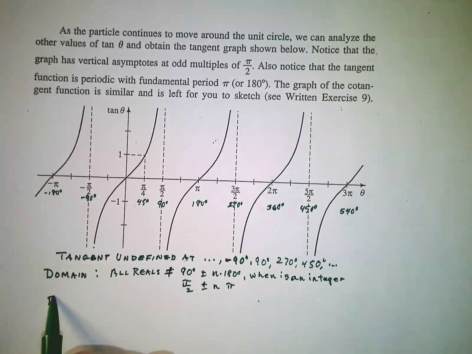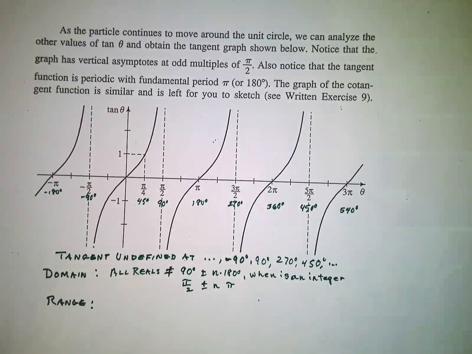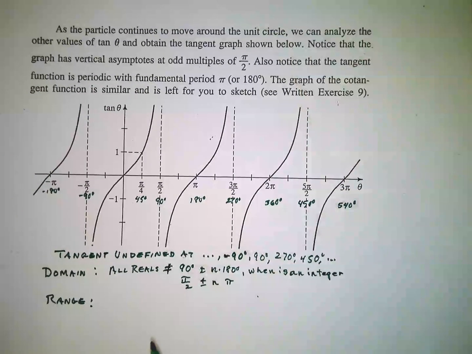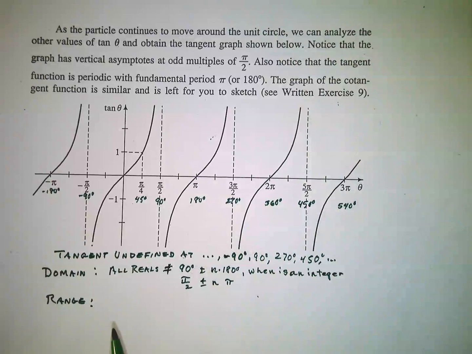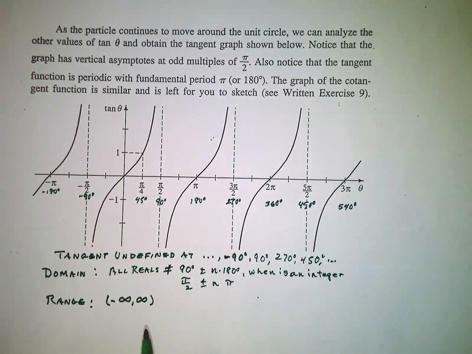Okay, the range. The range are the results, the y values of the function, basically, the f of x values. How high does it go? How low does it go? Unlike sine and cosine, which bottomed out at -1 and topped out at +1, the range for the tangent function is infinite. All real numbers.